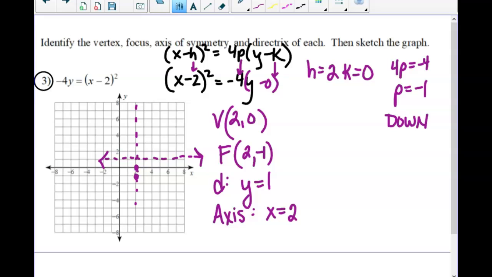All right. This whole latus rectum craziness, 4p was negative 4, so it's a total of 4 units across when you go through the focus. Okay, so it's 2 on either side of the focus.